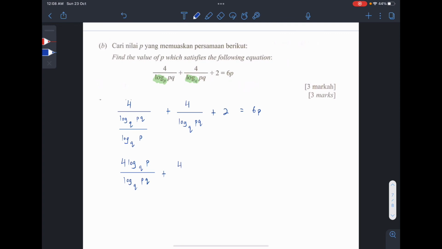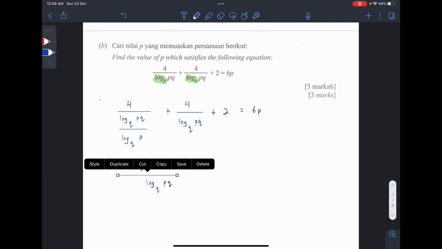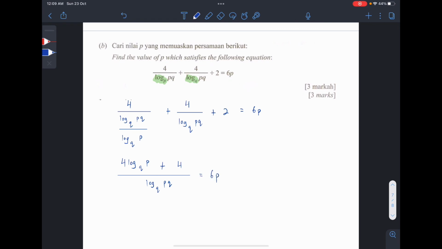Plus 4 over, actually, you know what? I kind of want to rewrite this because the bottoms are the same, right? I've got log q pq on the left and log q pq on the right. So I'm just going to rewrite this a little bit, guys. Right? So I'm just going to move this somewhere here and just make a long line like this and a plus, right? Equals 6p, and the positive 2, I'm moving it to the right side. So it will become negative 2.